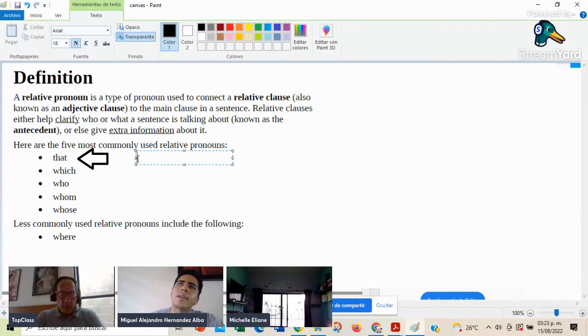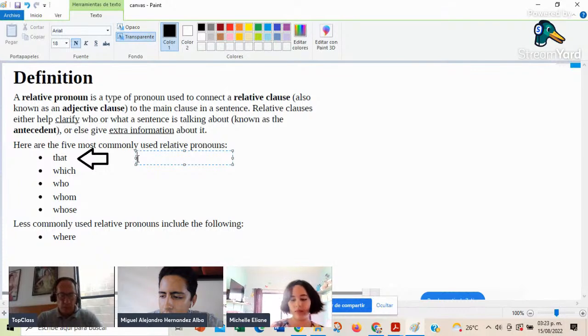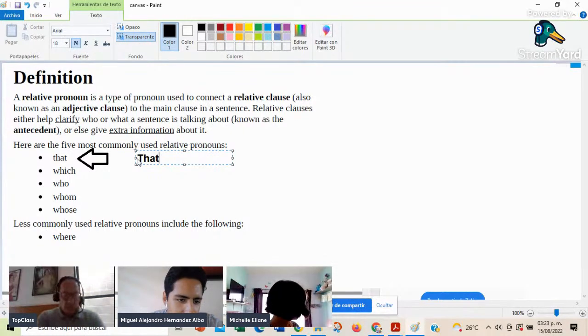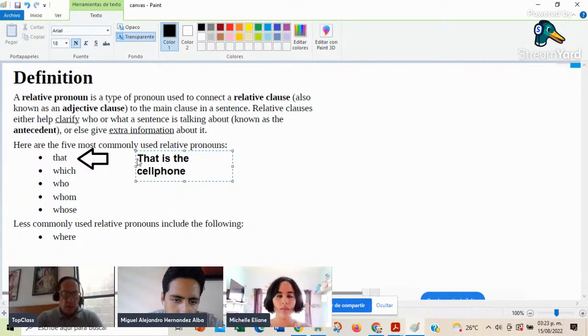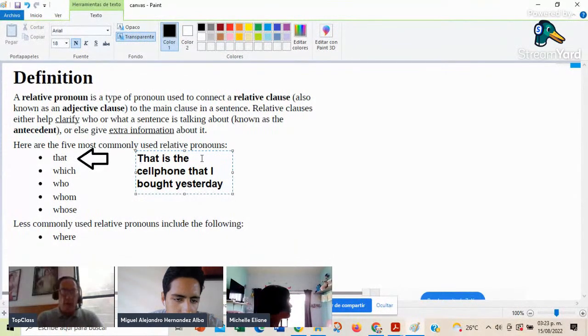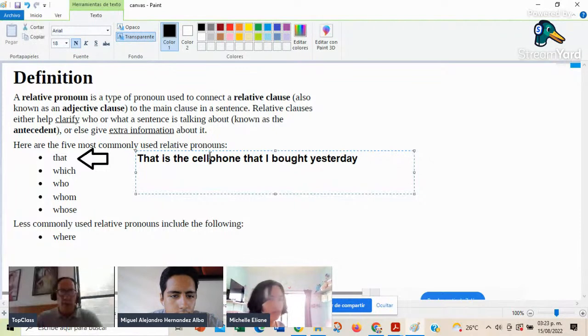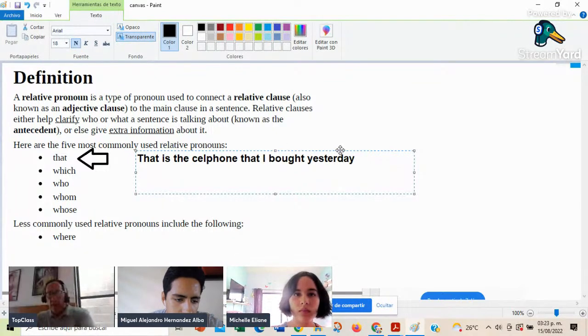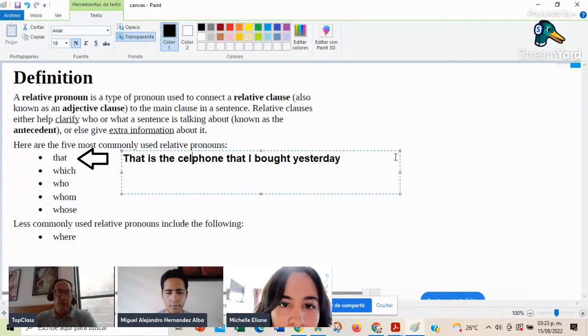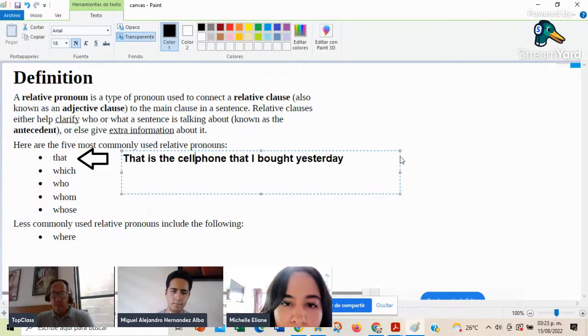Yeah, could be, that is the cell phone that I bought yesterday. That was the cell phone that I bought yesterday. Correct. Can you translate this to Spanish, Mitch? Ese es el teléfono que compré ayer.